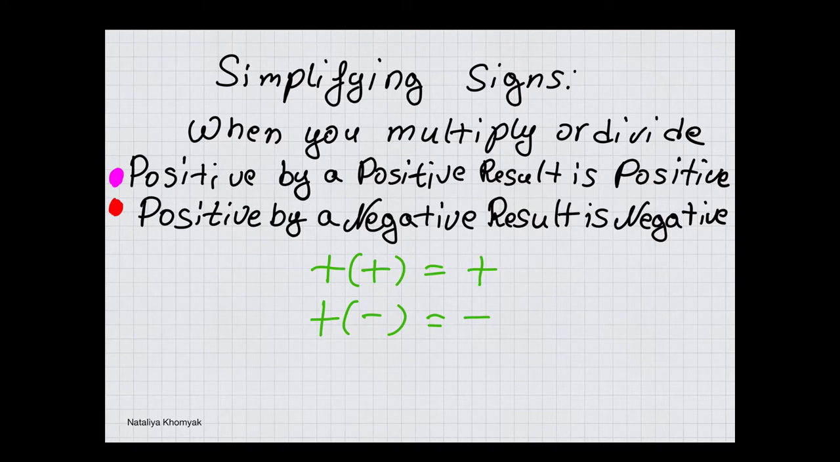Simplifying signs. When you multiply or divide positive by a positive, the result is positive. Positive by a negative, the result is negative. Let's do a couple of examples. Let's say we have 3 plus positive 4. Let's simplify signs. So we have positive times positive, we have positive 4. Same sign, we look for the sum of 3 and 4, which is 7.